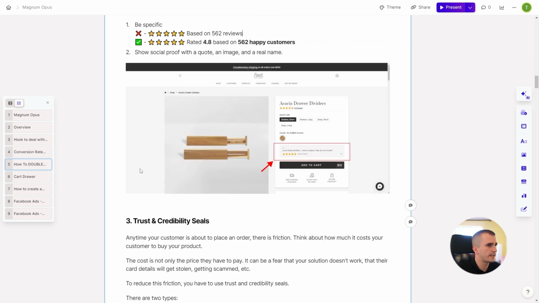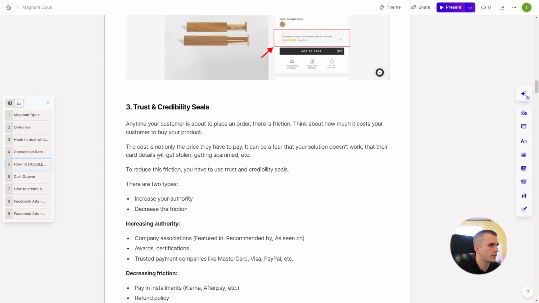So the next thing that will help us with increasing the conversion rate is the trust and credibility seal. You have to understand that anytime your customer is about to place an order, there's friction in the process of placing the order. You can think about how much it costs your customers to buy your product. And the biggest mistake I see e-commerce brand owners make is that they think of this cost only in dollars, and that's not true.